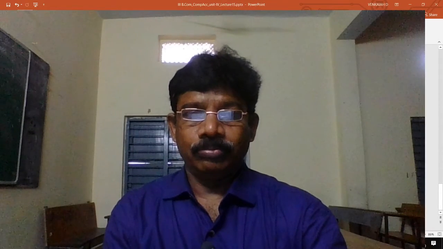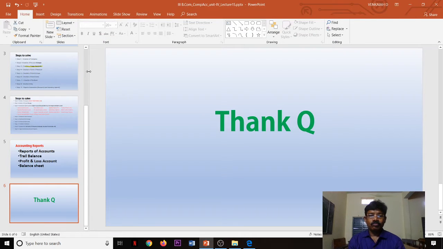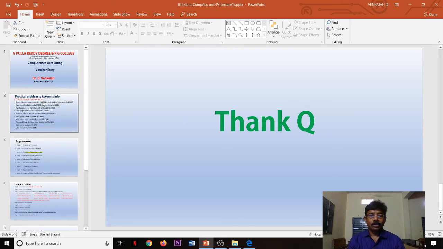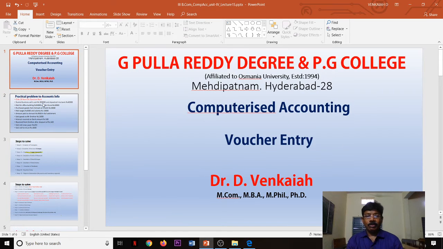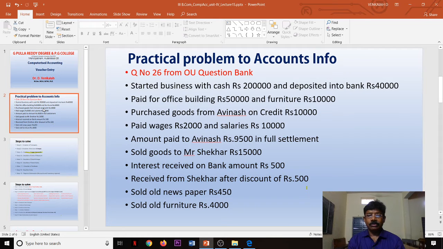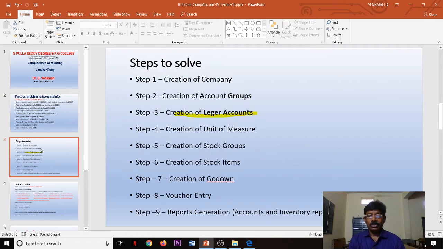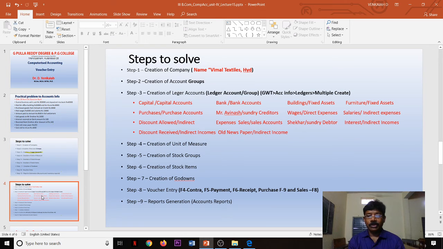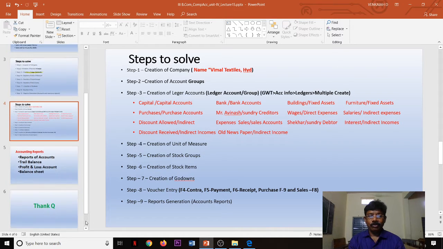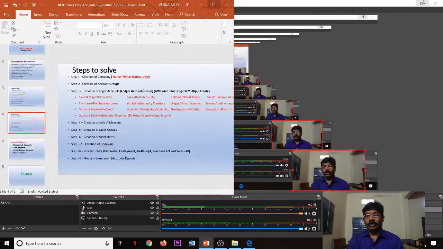Just a moment. Look at the problem number. This is the problem number with which we are going to understand voucher entry. These are the steps. These are the ledger accounts which we created. And the last step, number 8, voucher entry, we will understand this.